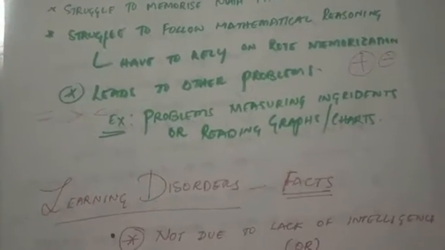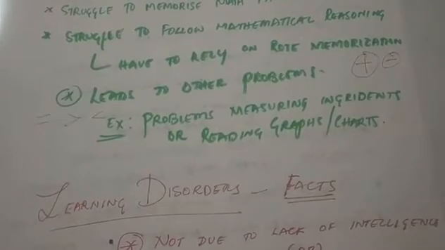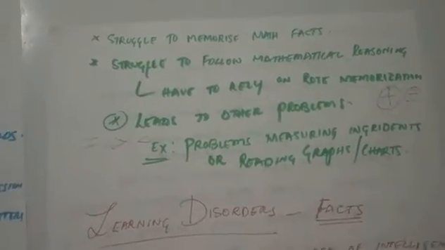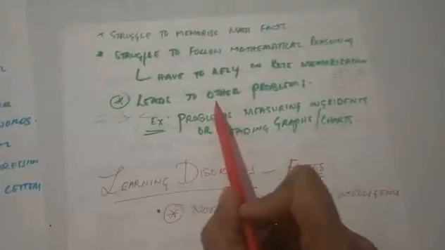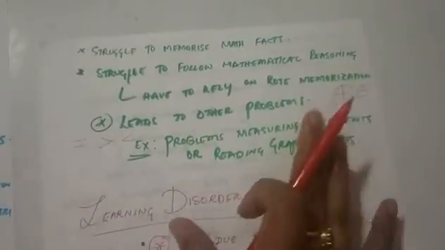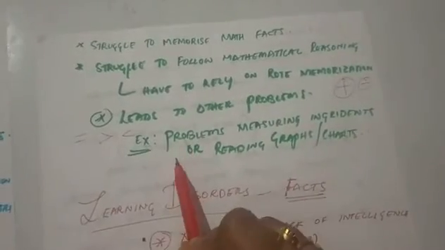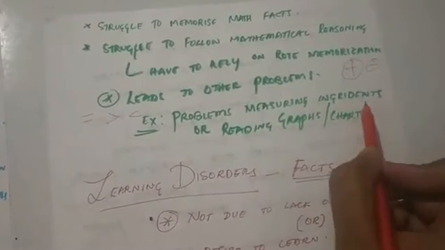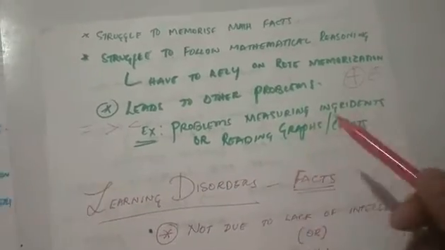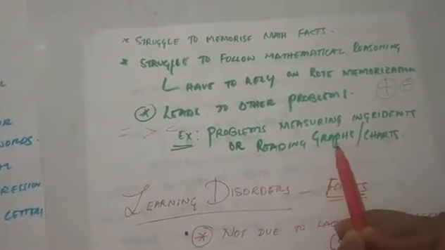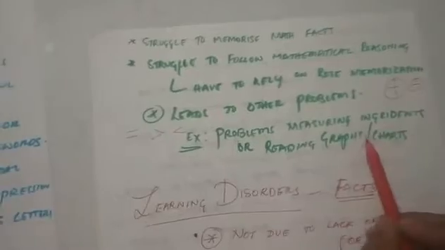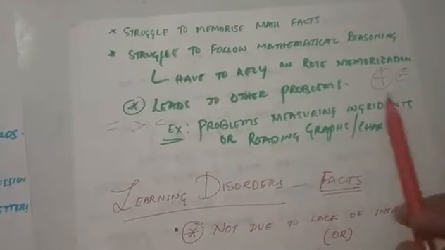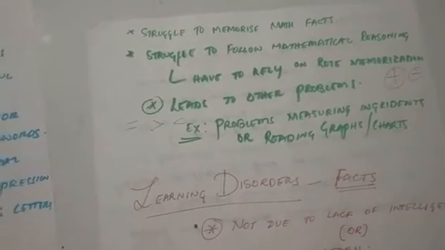For example, problems measuring ingredients or reading graphs or charts. So this problem with mathematics doesn't limit itself to mathematics in general. It might interfere in your kitchen, that is, you are not able to measure the ingredients for your cooking. You might not be able to read graphs and charts. This is how it can cause problems in your day-to-day living.